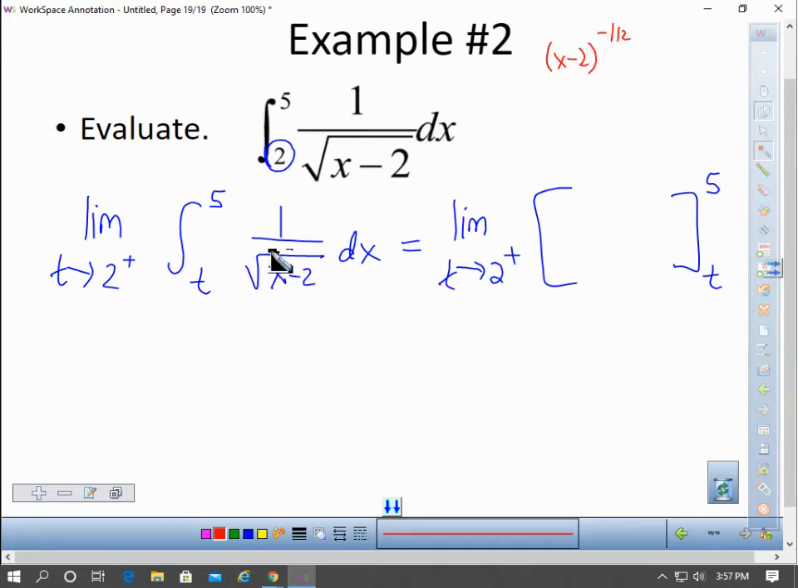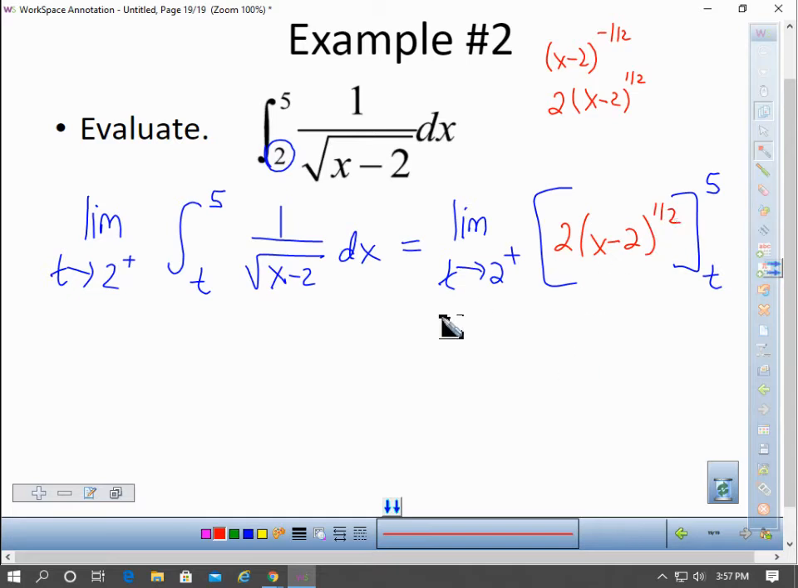Because this is a square root sign and it's in the denominator. So this is x minus 2 to the negative 1/2. Now I want its antiderivative. So what do you do to find an antiderivative? You add 1. So that's going to be x minus 2 to the positive 1/2, because I'm adding 1. And then I divide by my new power, or multiply by the reciprocal, right? So there's my antiderivative: 2 times x minus 2 to the 1/2.